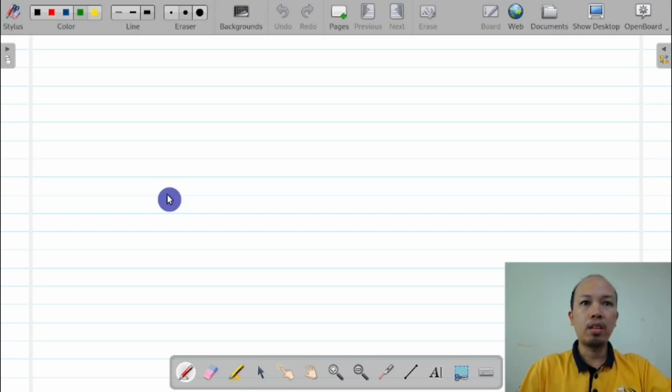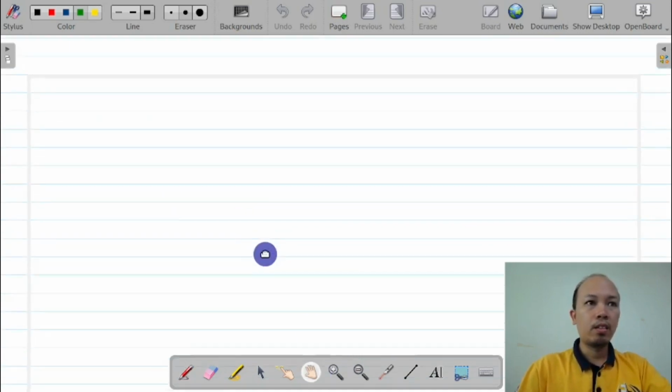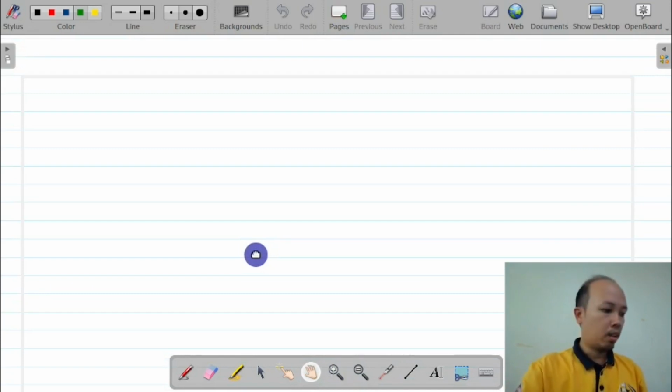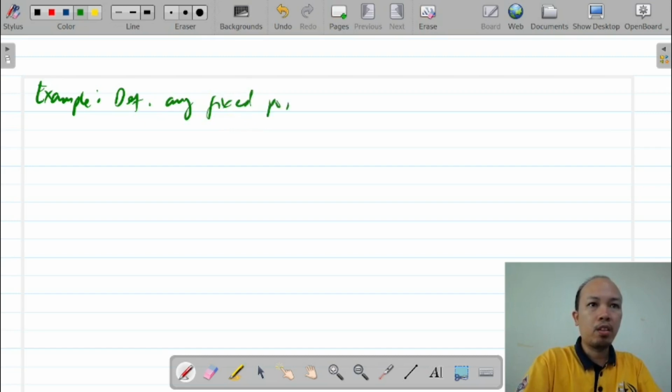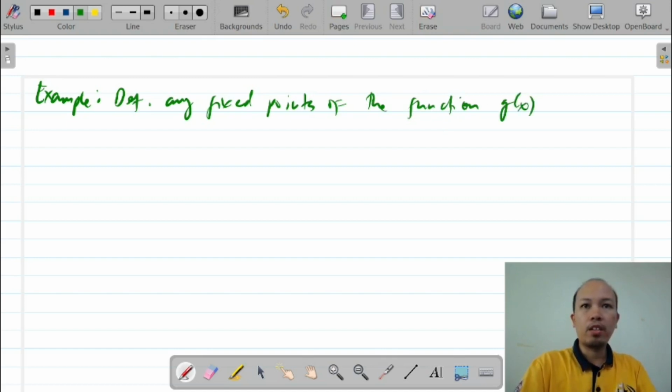Okay, this one here. For example, determine any fixed point or points of the function g of x is equal to x squared minus 2. Okay, so let's solve this one.